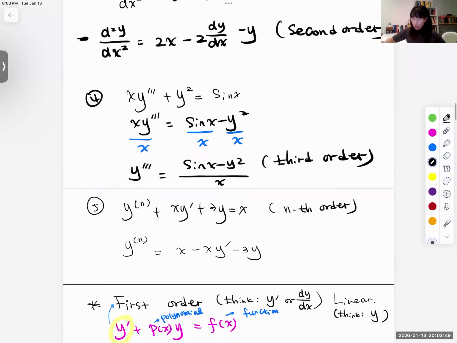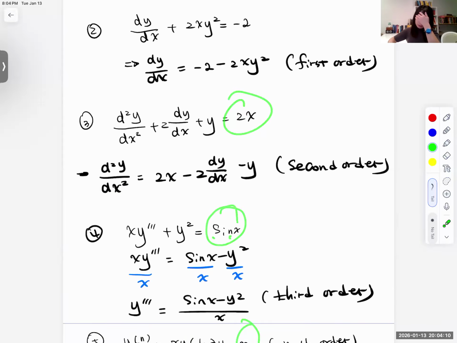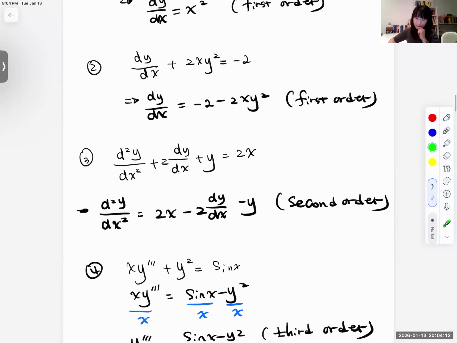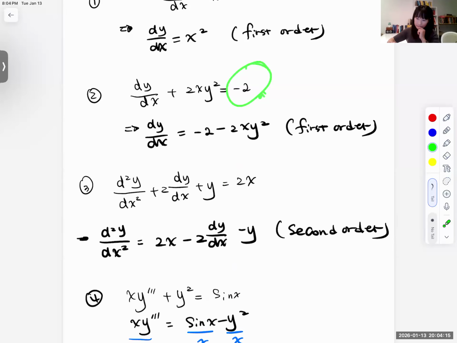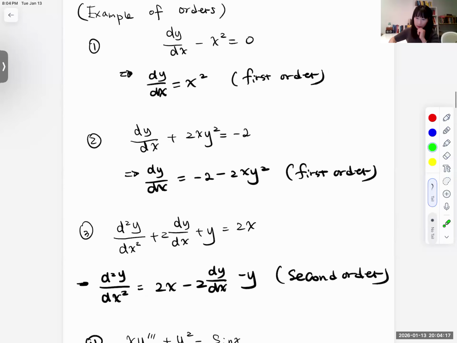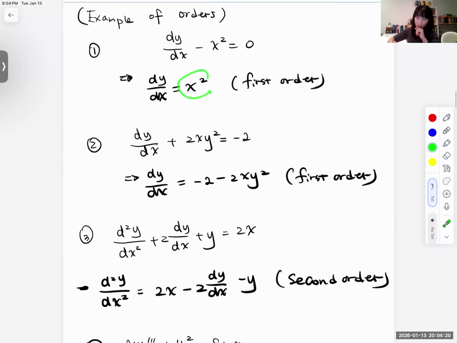Okay, number 5, we have nth order. Let's take a look. Nth order derivative, right? And this is the form. Basically the right side is sine x, 2x, negative 2, x squared, which is f of x, right?